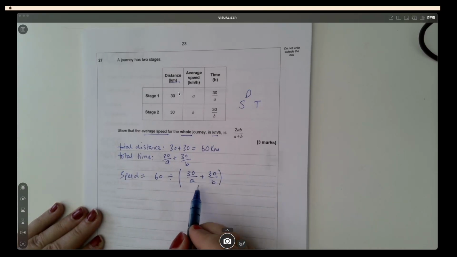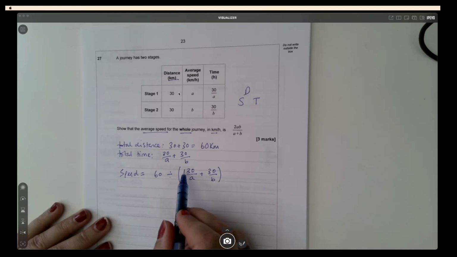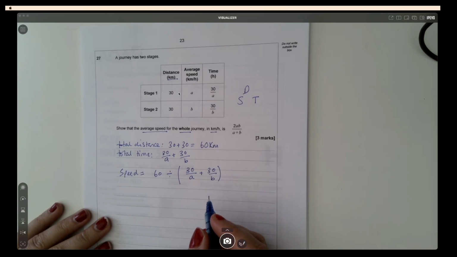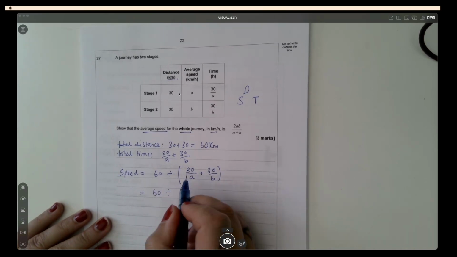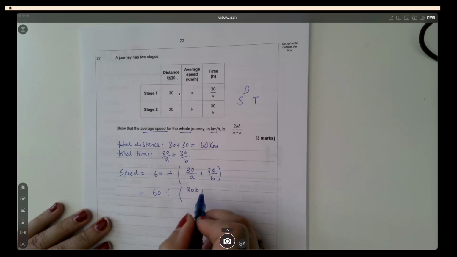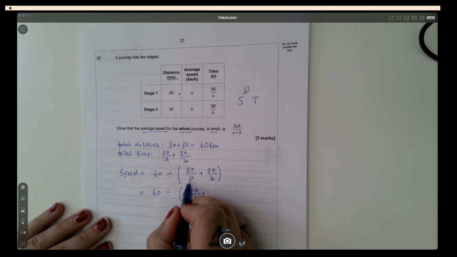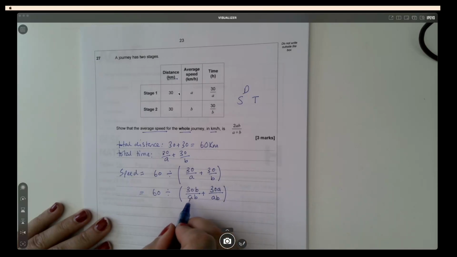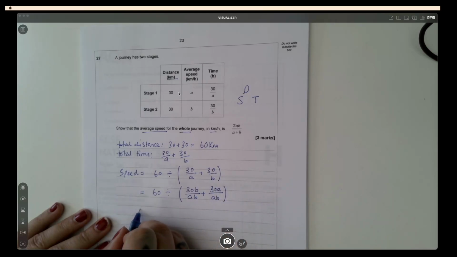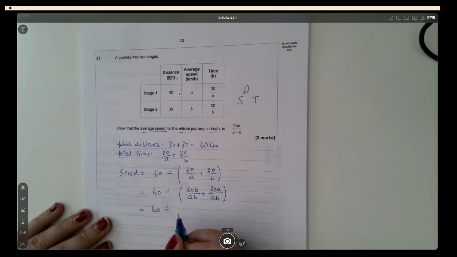So we're going to deal with this fractional part first. So it's an addition of two fractions. So we need a common denominator, then we can represent it as one fraction. So it's going to be 60 divided by, I'm going to multiply this fraction by b. So it will be 30b over ab. And then I'm going to multiply this fraction by a. So it'll be 30a over ab. Now we have a common denominator. We can write them over that common denominator. So 30b plus 30a over ab.